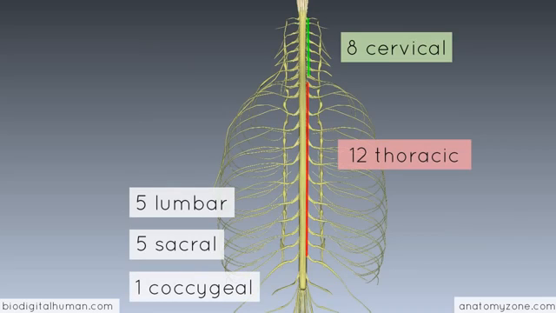These segments give rise to spinal nerves. You can see the spinal nerves coming off either side of the spinal cord, and these spinal nerves are paired. So you've got spinal nerves emerging on either side of the spinal cord. You've got 31 segments of the spinal cord giving rise to 31 pairs of spinal nerves.